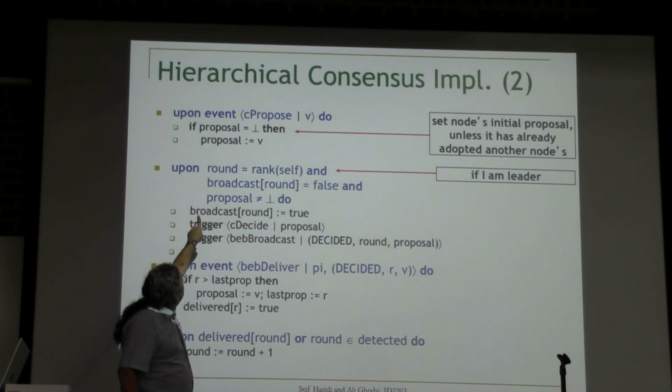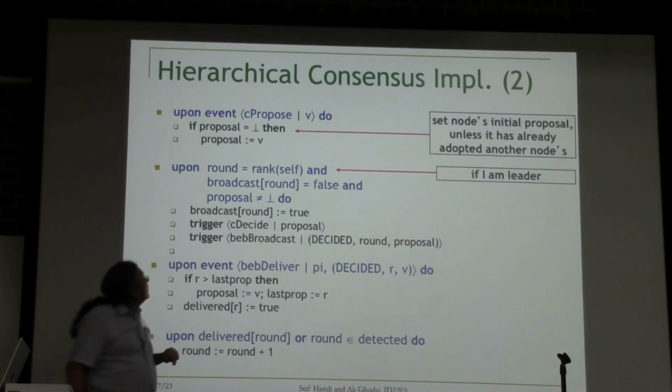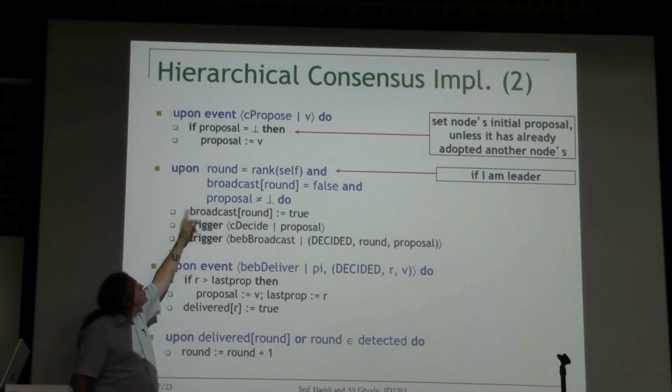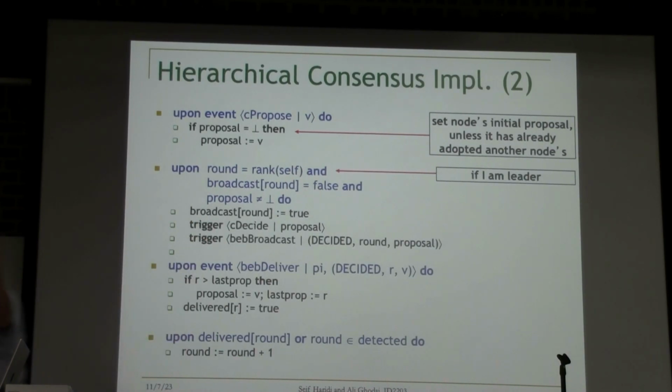So there's a Boolean, broadcast round is false. This is to make sure I only broadcast once. Once I broadcast, I will set it to true. So this rule will only be executed once in the round, for sure.